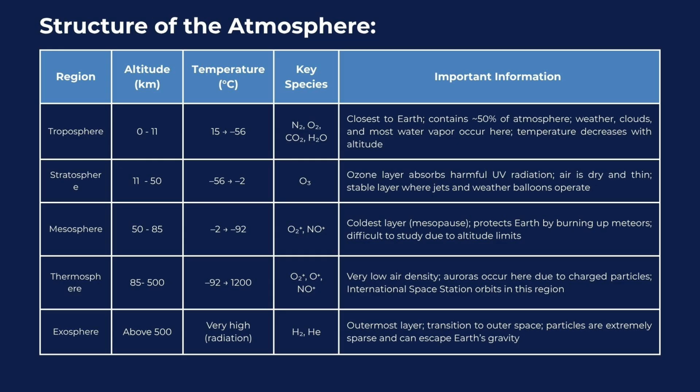For the next slide, I'll be discussing the structure of the atmosphere. As you can see in the diagram, the atmosphere is divided into different layers based on their temperature changes as altitude increases. These layers include the troposphere, stratosphere, mesosphere, and thermosphere.